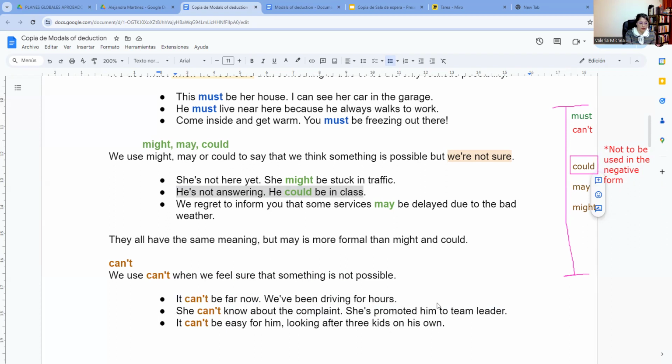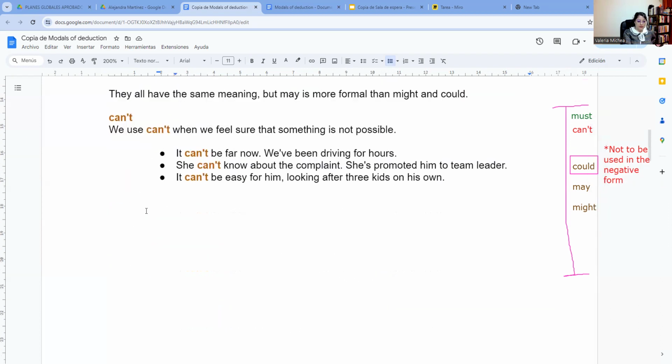Let me see what else we have. Yeah, good. We only have the problem with couldn't because when you say couldn't, for example, I couldn't be home, it specifically tells me that we are talking about the past, like an impossible situation in the past. So that's why we couldn't use couldn't in the negative form for deduction.